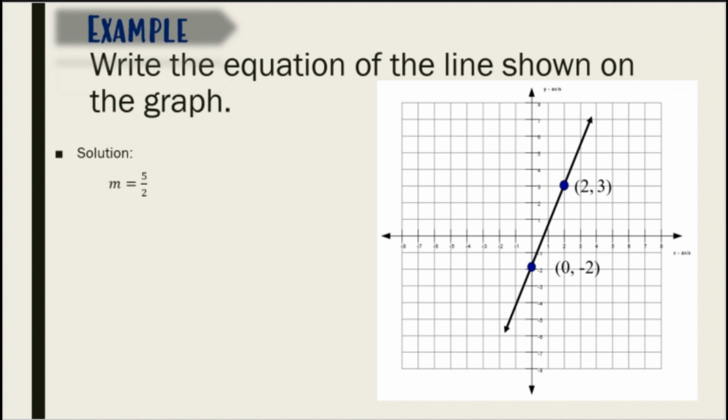Knowing the slope and y-intercept, you can write the equation of the line. Just substitute the value of m, which is 5/2, and b, which is equal to -2, into the slope-intercept form. So we have y equals 5/2x minus 2.